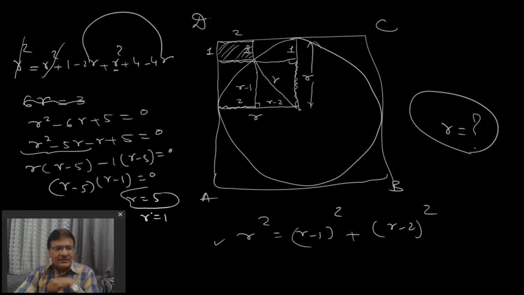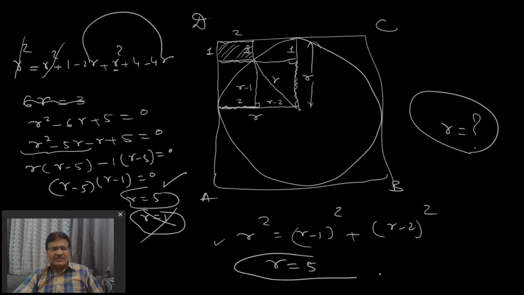Is that clear? Now there are two values of r. Which one should I take? R cannot be 1, because if I take r as 1, then r minus 2 would be negative. Length cannot be negative. And if this one is 2, then how can this complete r be 1? So 1 is rejected. So my answer is 5. So r equal to 5. So this is the radius of this circle.